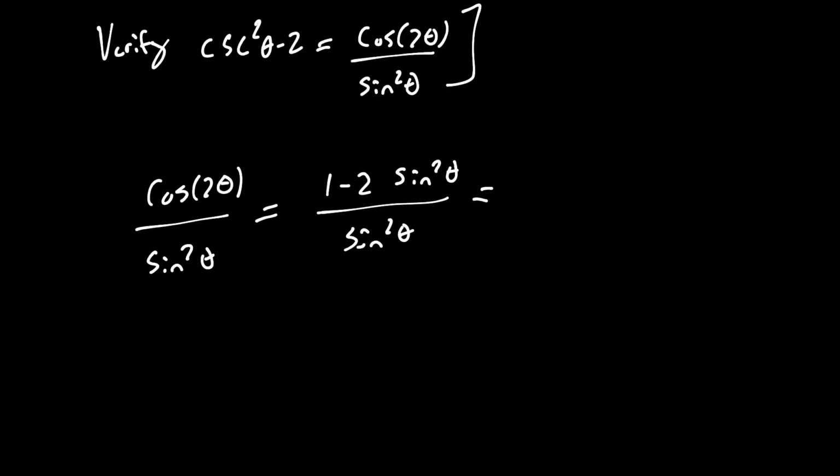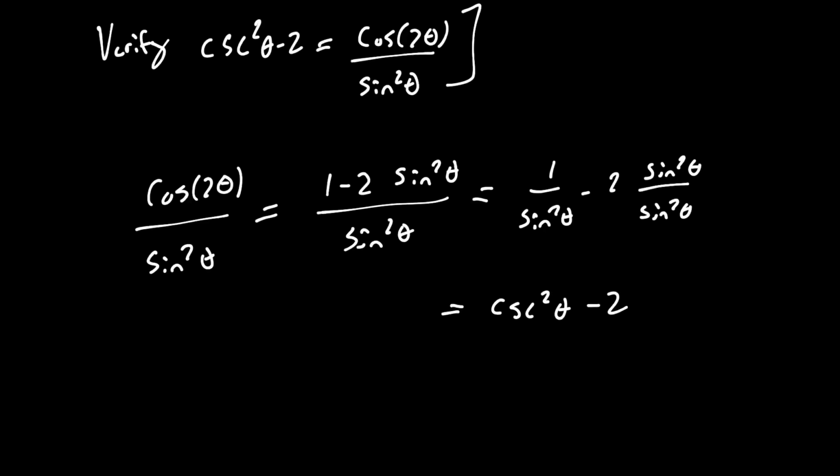Now, writing this as separate fractions, this becomes 1 divided by our sine squared theta minus 2 sine squared theta divided by sine squared theta. This is going to be equal to cosecant squared theta minus 2. And this completes our verification. Let's look at one more problem.